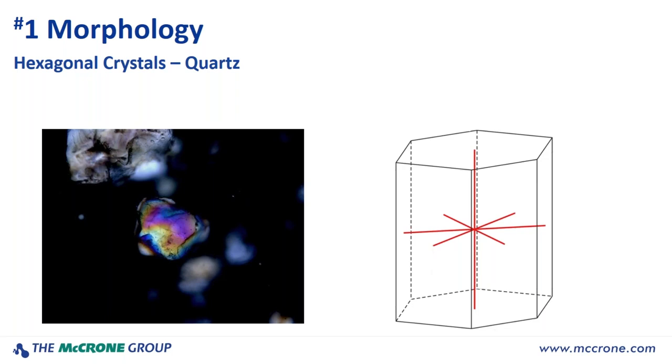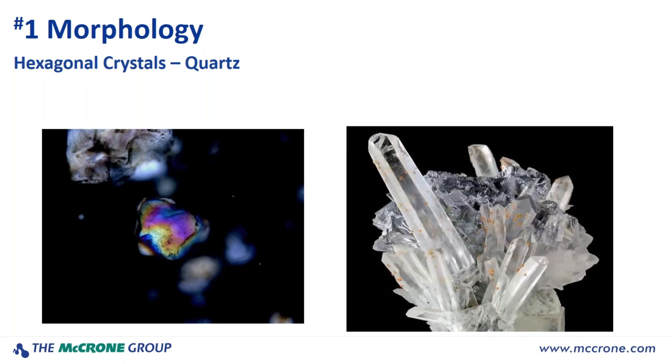This results in many notable characteristics when observed under cross-polarized light. Again, keep in mind that the morphology or shape is referring to the unit cell, not necessarily the small particle that we're seeing. And on the right here, you can see some quartz crystals large enough to give the hexagonal shape that we were discussing.